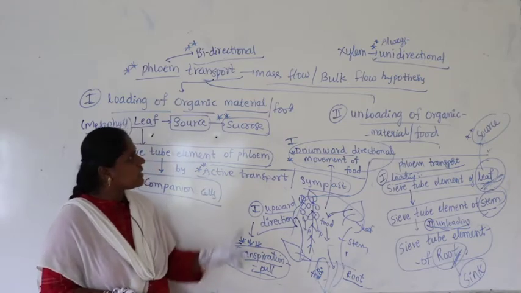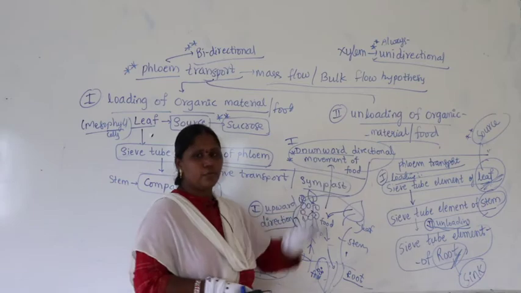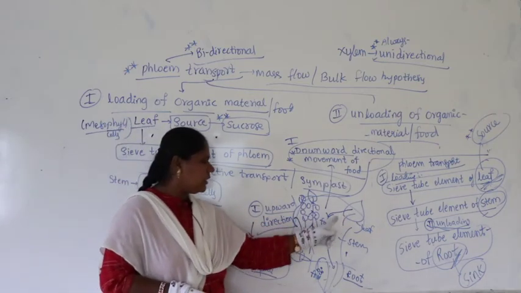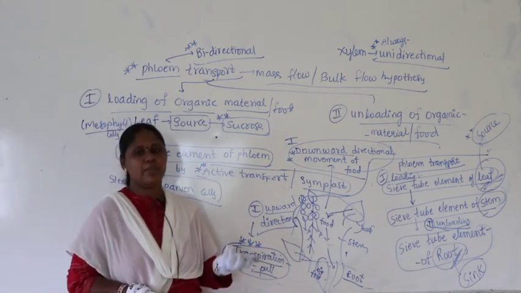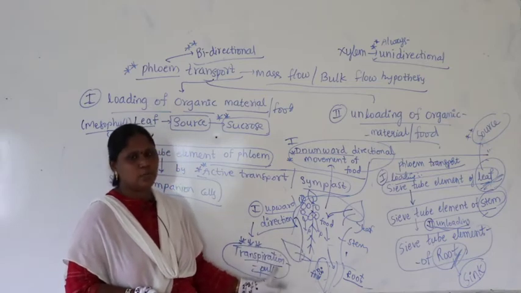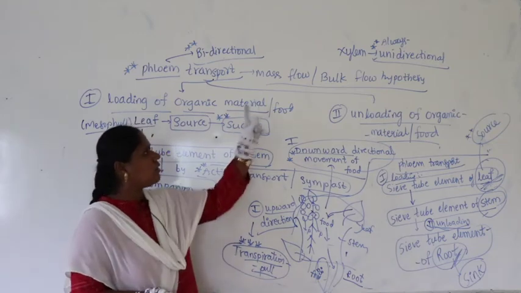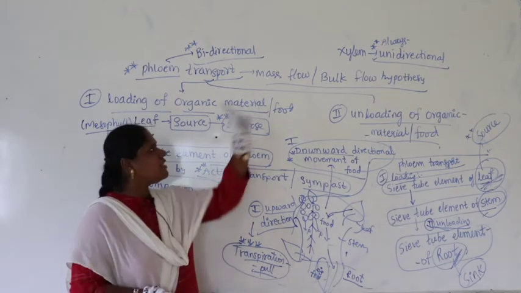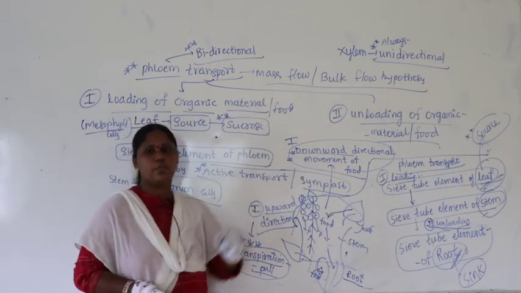So what we are discussing in this case is nothing but the downward directional movement of the food, not the upward direction. Generally the question arises in the scientist's mind, how does downward movement happen, because upward movement is taken care of by transpiration pull. Then when he thought about how it happens, he discovered what is called the mass flow or bulk flow hypothesis. The conclusion is that the mass flow or bulk flow hypothesis explains the downward directional movement of food.